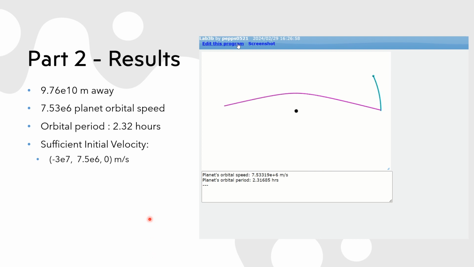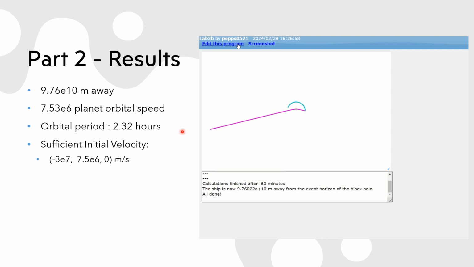So, as you can see, the ship takes off kind of up and to the left, and then it gets sucked in by the black hole, and then is shot out by the gravitational force between the black hole and the ship. And at the end, it is 9.76 times 10 to the some power meters away from the black hole. The planet's orbital speed is 7.3 times 10 to the 6 meters per second, and the orbital period is 2.32 hours, oddly enough. And I found the sufficient initial velocity to be -3 times 10 to the 7th, 7.5 times 10 to the 6th, 0 meters per second.